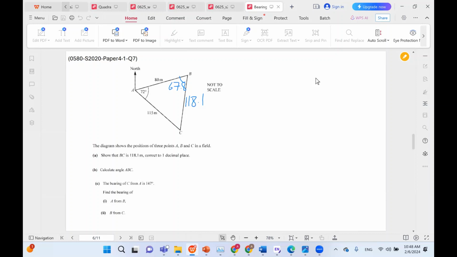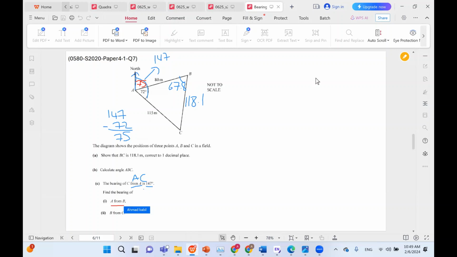So the bearing of C from A means that I draw the north at A, and that's already drawn here. And I move clockwise until I reach the line AC. And the value of this bearing here is 147. So this angle in total is 147. I can get 147 minus 72. So this gives me 5, this gives me 7. And that tells me that the angle here is 75. Automatically.